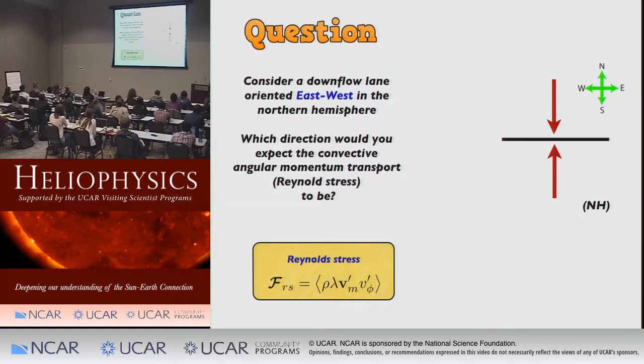Might help to pull out a piece of paper and draw it. So positive V phi is toward the east, toward the right. And positive V theta is downward, so positive V theta is toward the south. So any ideas? Remember, the Coriolis force diverts things toward the right. It diverts flows no matter which way you're going, it makes you go toward the right.